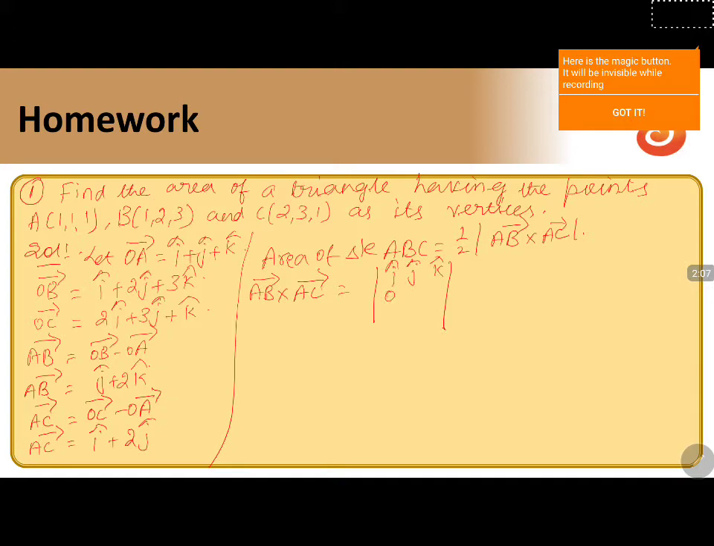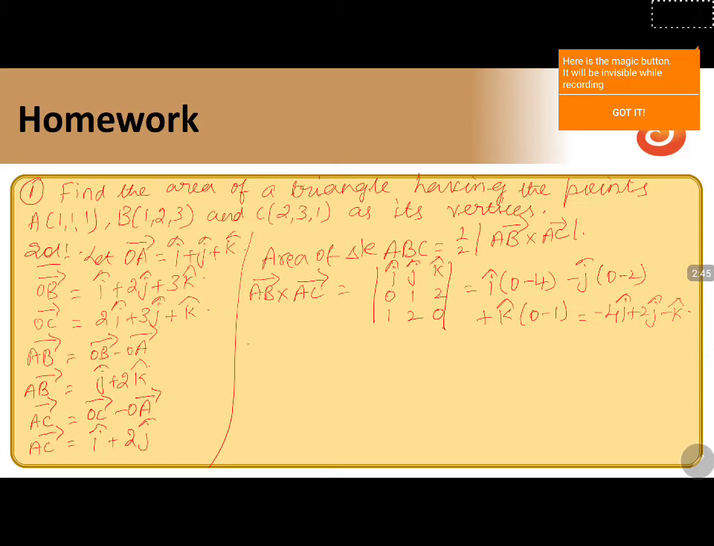i, j, k, the second row comes from AB vector, that is 0, 1, 2, while the third row comes from the AC vector, that is 1, 2, 0. That equals i cap into (0 minus 4) minus j cap into (0 minus 2) plus k cap into (0 minus 1). When we simplify this, we get minus 4i cap plus 2j cap minus k cap.